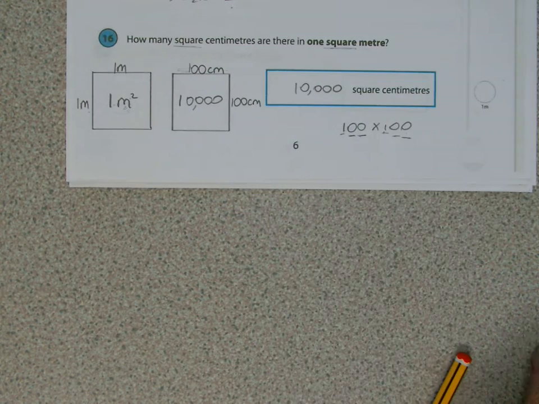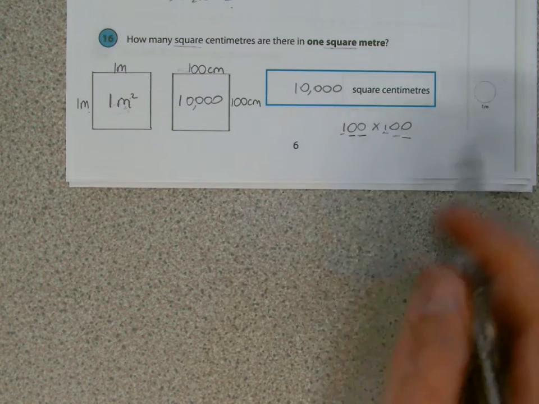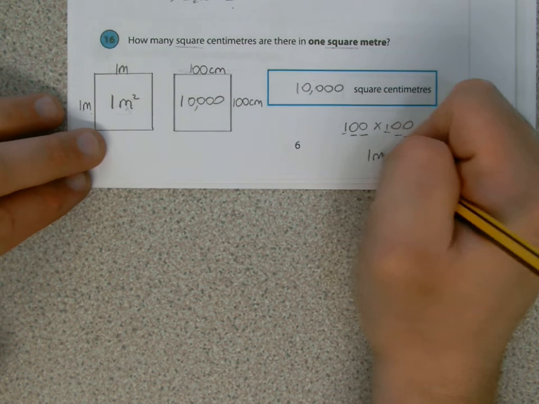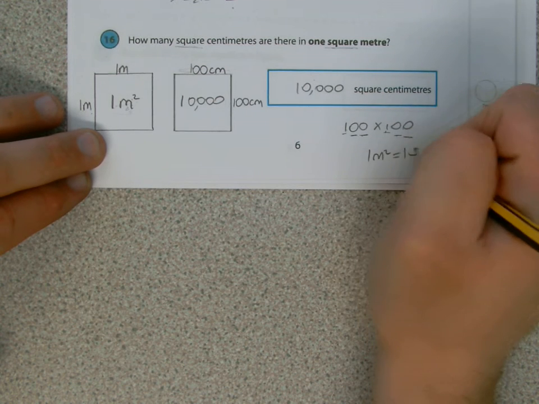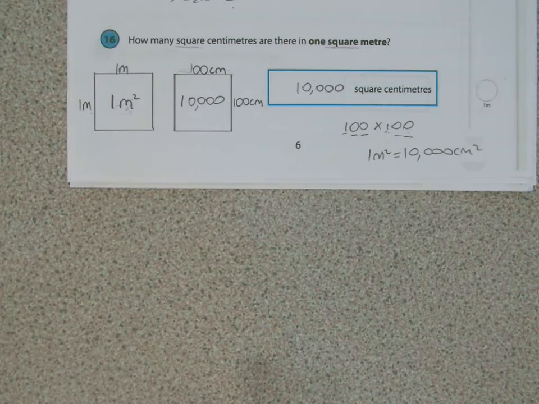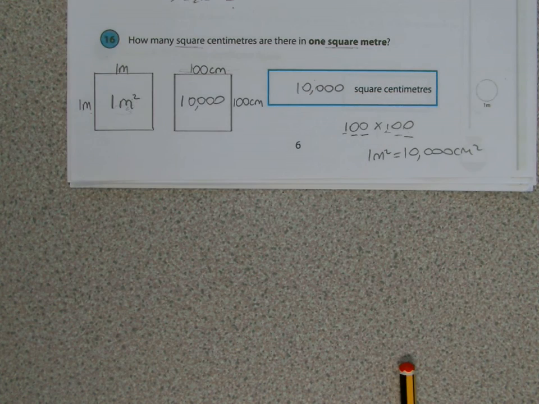So that's what we're looking for. It's quite a lot, isn't it? So in other words, 1 meter squared is equal to 10,000 centimeters squared. And drawing diagrams, drawing 2 squares there, really helps us to see why that's the case.